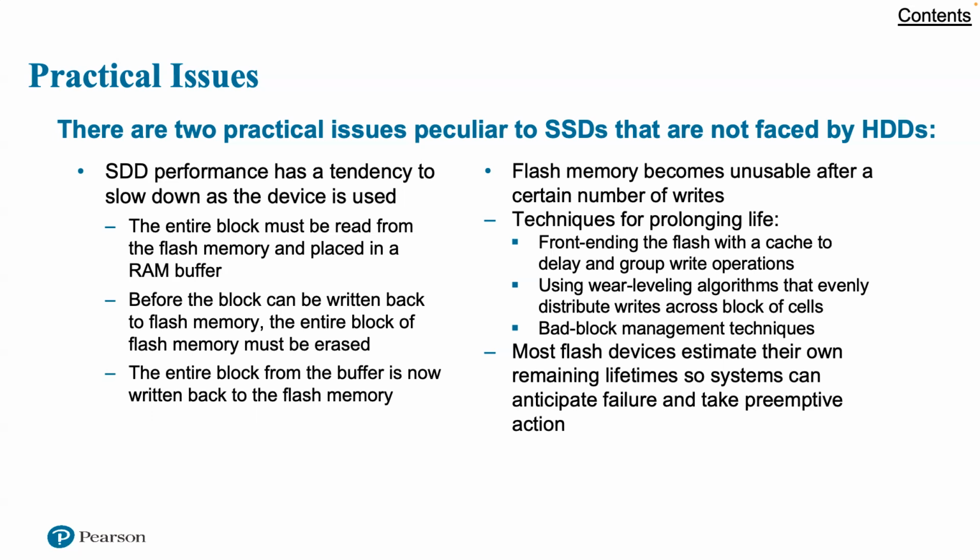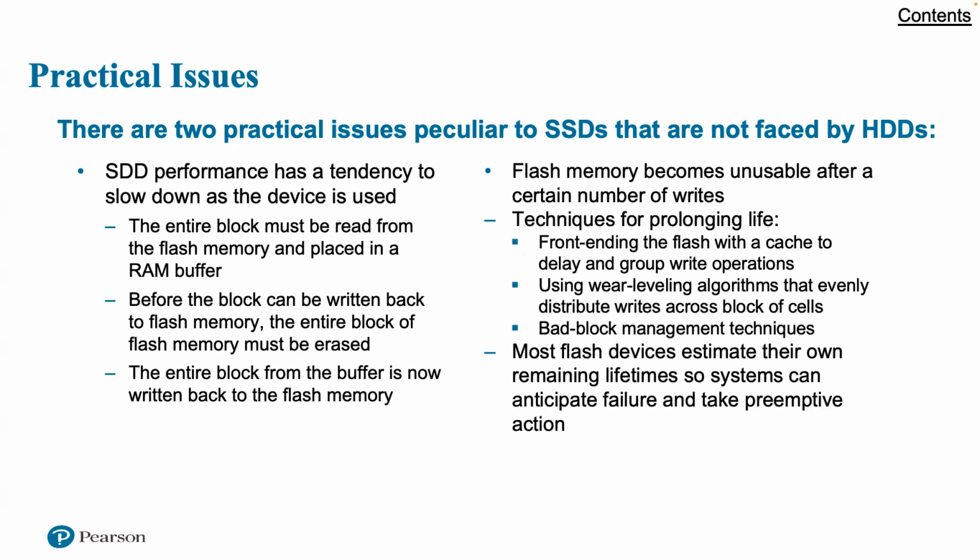A second practical issue with flash memory drives is that flash memory becomes unusable after a certain number of writes. As flash cells are stressed, they lose their ability to record and retain values. A typical limit is 100,000 writes.